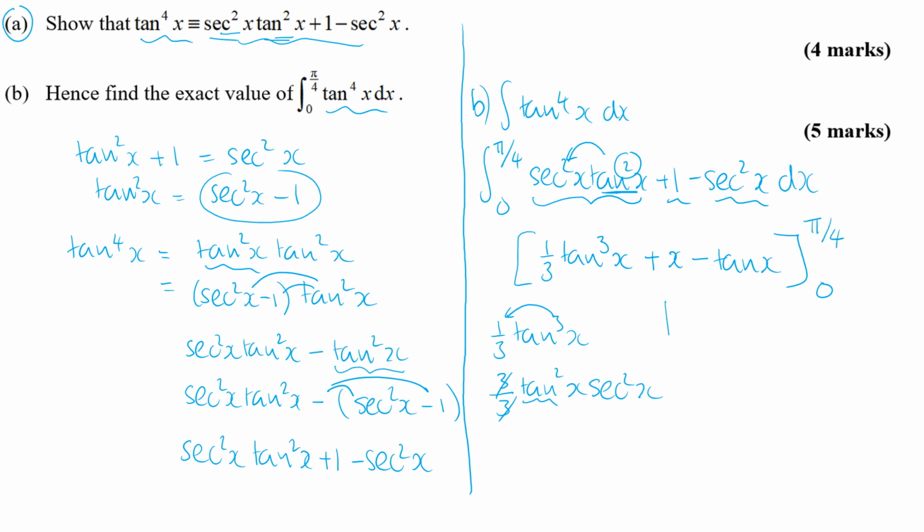So putting those limits in, you're going to get pi by 4, which is 45, tan of 45 is 1. So 1/3 times 1 plus pi by 4 minus tan of 45, which is minus 1. Minus, now when we put 0 in, tan of 0 is 0, plus the 0 for the x is 0, and then 0 again, so the second limit going in is 0. So all we're going to get is pi by 4 plus 1/3 minus 1, which will give us pi by 4 minus 2/3.